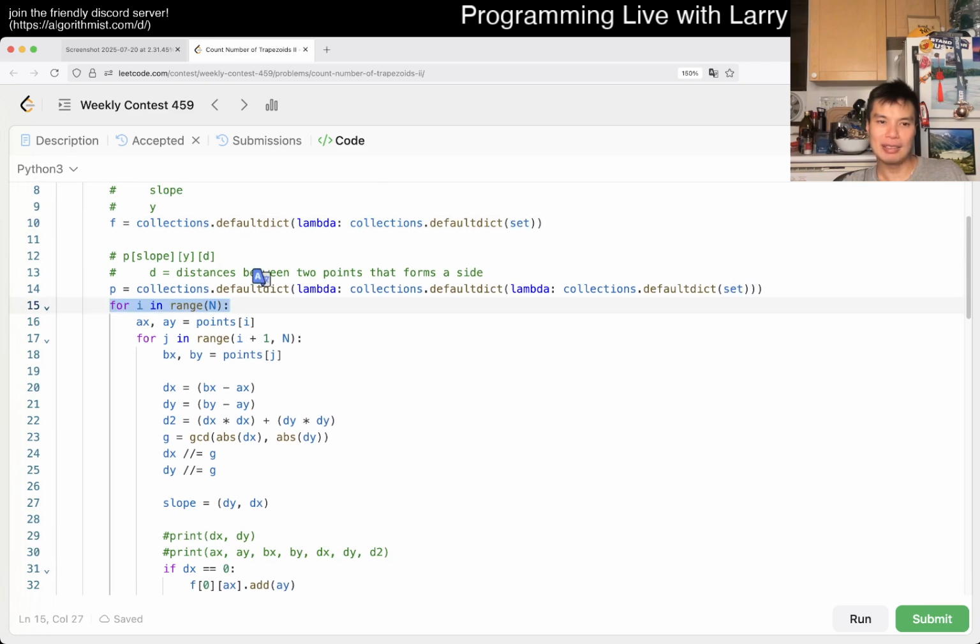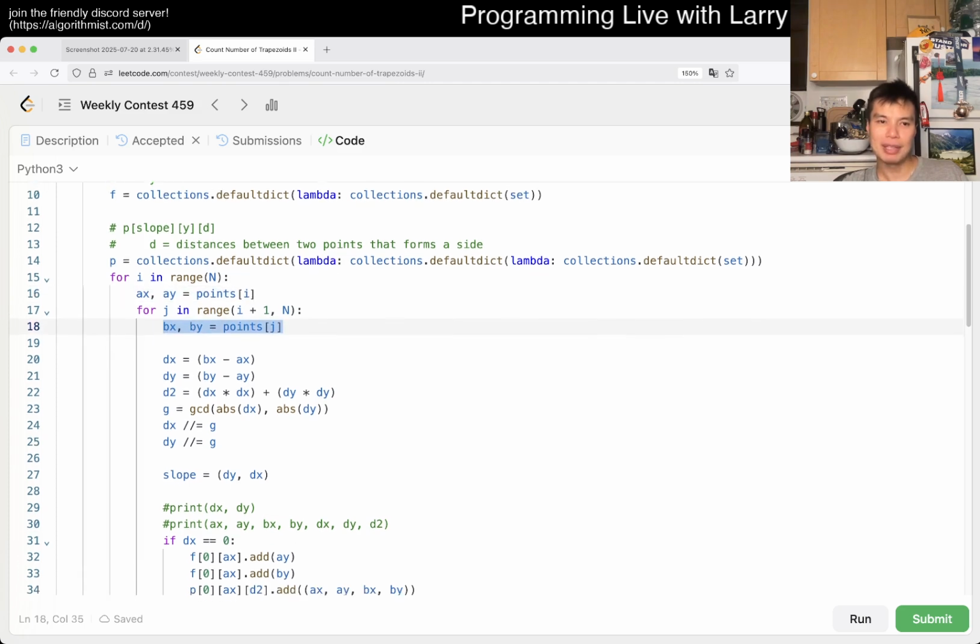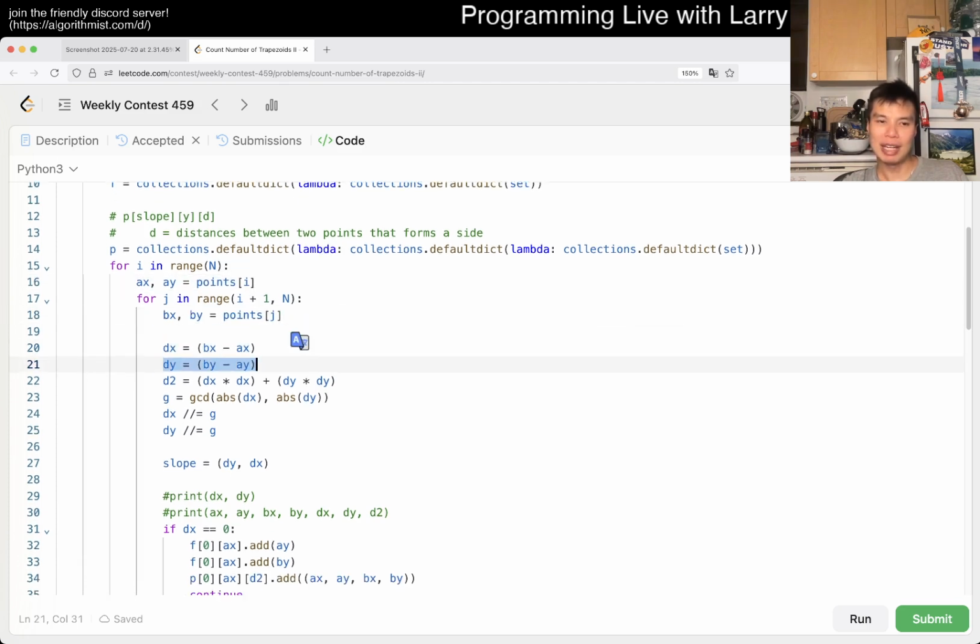But yeah, so now this is what we said. For i in n, for j in i plus 1 to n, you have ax, bx, the 2 points. We have the dx, dy, and then we have the d2 for the distance. I say d2 because this is d squared, so we don't have to calculate the square root for more complicated math.